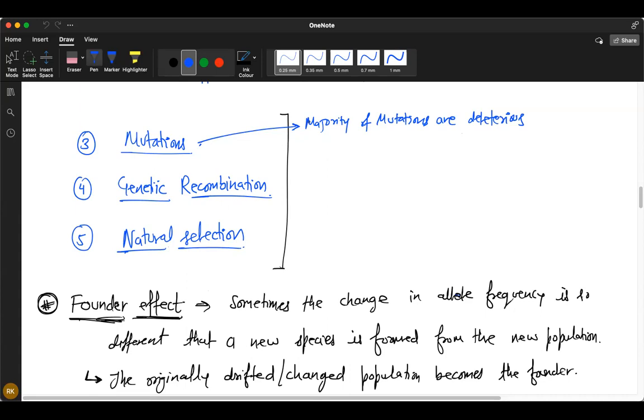Genetic recombination is the shuffling of genes during crossing over. As we know, crossing over takes place in meiosis one during the pachytene stage, in which two non-sister chromatids interchange a segment of their genetic material, which leads to some variations through generations. Correct. That's correct.